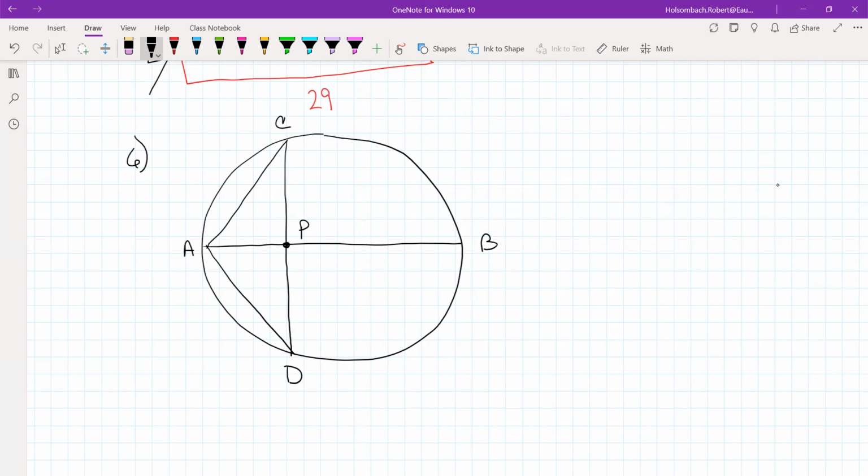All right, here's what you're told, that the measure of angle BAD equals 46. Find the measure of angle BCD. So BAD, we're going to start at B, going down to A and then to D. So here's the end of the angle right here, BAD. It's 46 degrees.